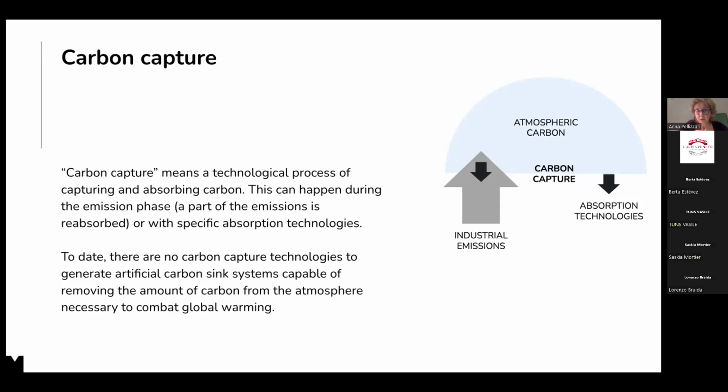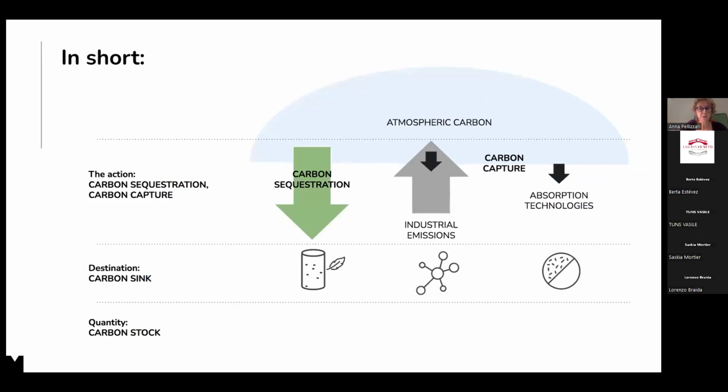To date, however, there are no carbon capture technologies that can generate artificial carbon sink systems that are capable of removing the amount of carbon from the atmosphere that is necessary to combat global warming. So there is still a long way to go to make this a viable way to help solving the problem.